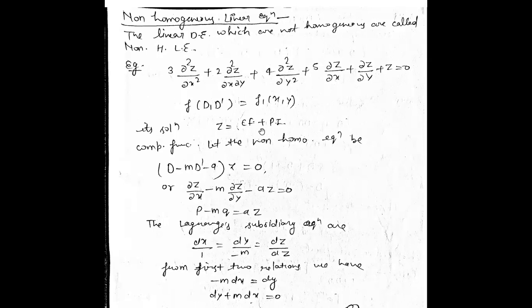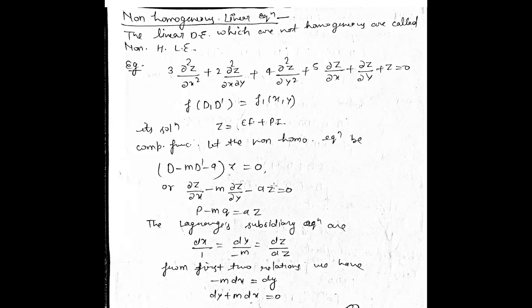But if the right hand side does not equal 0, that means you will calculate the complementary function and also the particular integral, right? So its solution is z is equal to CF plus PI. For the complementary function, there is a method here. Let the non-homogeneous equation be (D - mD' - a) z = 0.